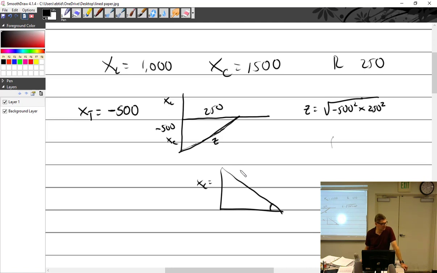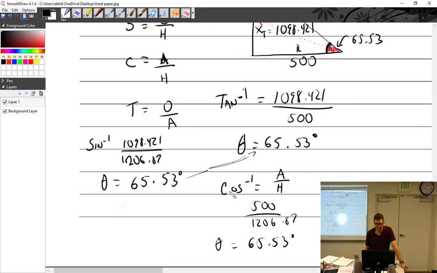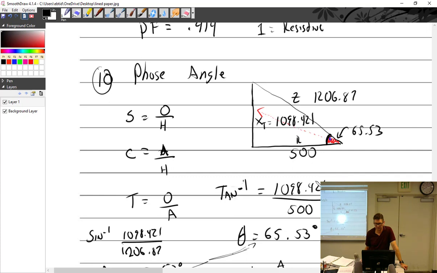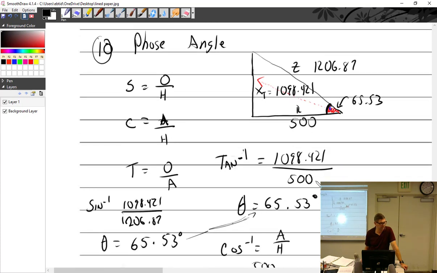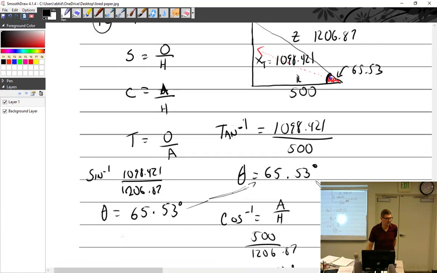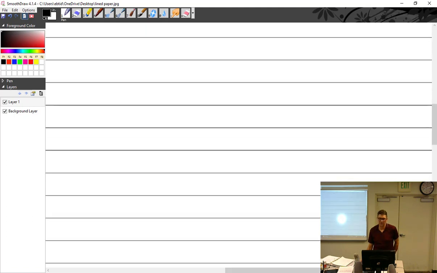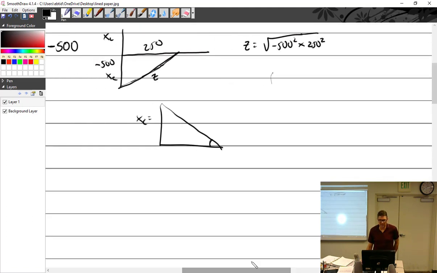Let's say that in our earlier example, X of T was minus 1,098. Then your theta would end up being minus 65 degrees, showing that the voltage lags the current, which is the opposite of what an inductive circuit would have. If this had been a circuit like I drew back over here, we would have ended up with an X of C because it went negative. Everybody follows me so far?